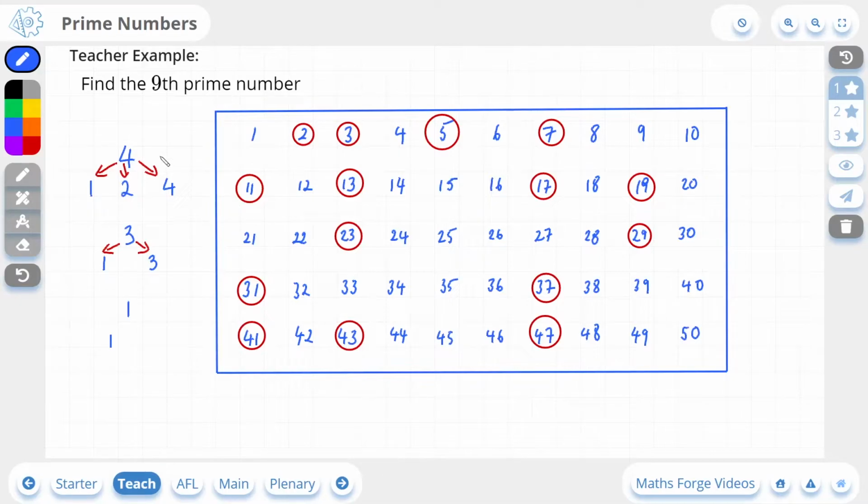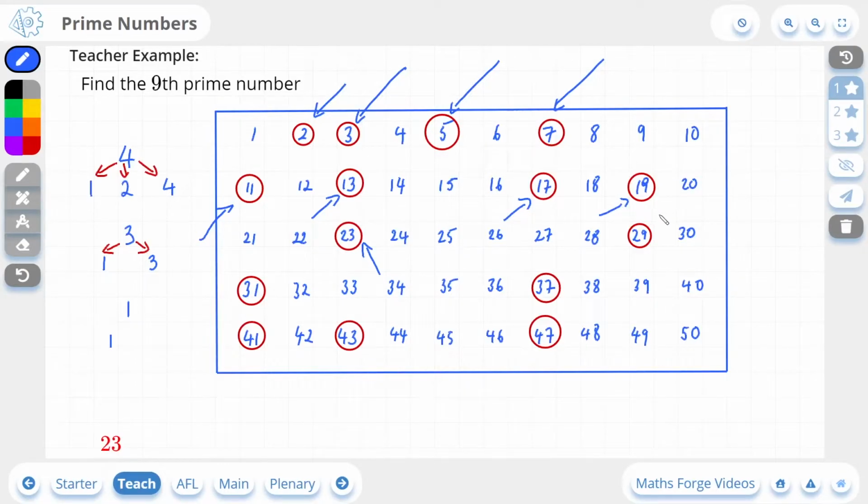So let's go ahead and answer this question. Find the ninth prime number. Well, the first prime number is 2. The second prime number is 3. The third is 5. The fourth is 7. The fifth is 11. The sixth is 13. The seventh is 17. The eighth is 19. And the ninth is 23. So the ninth prime number is 23. And if we check our answer, there it is.